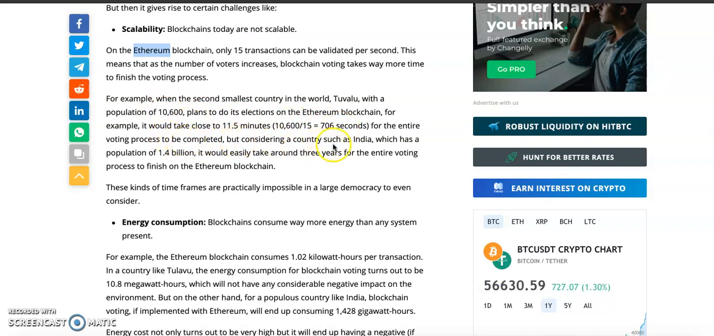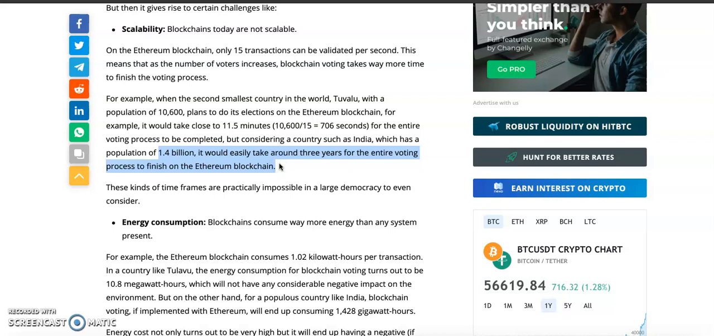But considering a country such as India, which has a population of 1.4 billion, that means you're going to do 1.4 billion divided by what, 15 seconds. So let's just do the math quickly. Anyways, no need to do the math. The answer is here. It would easily take around 3 years for the entire voting process to finish on the Ethereum blockchain. Now, this statement right here is a lie, because it won't take up to 3 years.